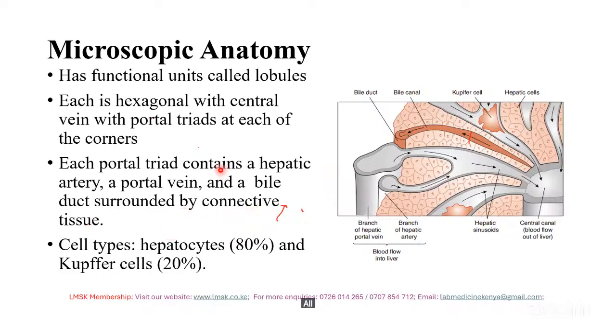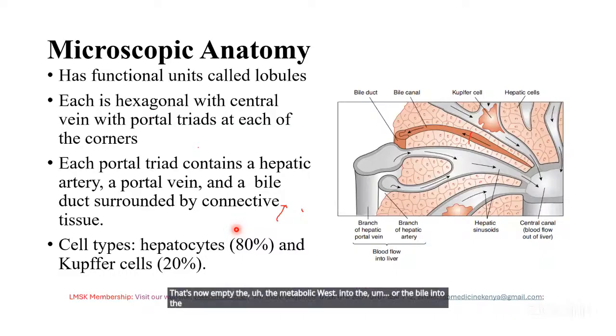All these ducts fuse to form the hepatic ducts that now empty the metabolic wastes, the bile, into the bile duct and the common duct into the GIT to help in the process of food digestion.